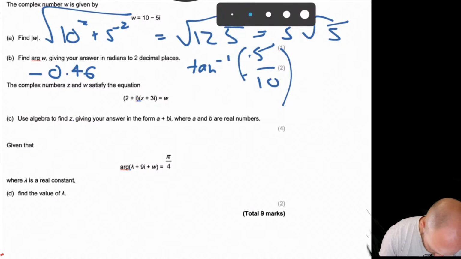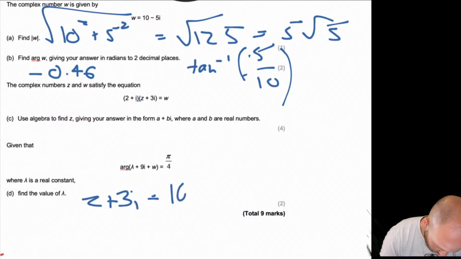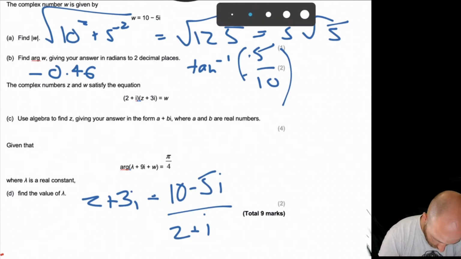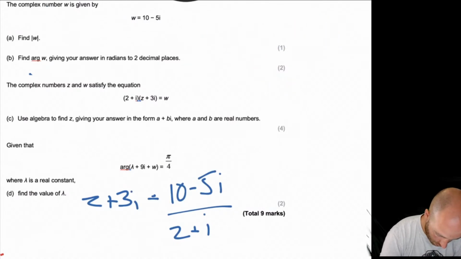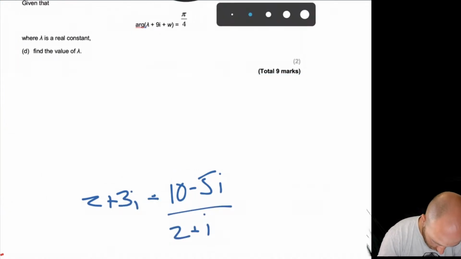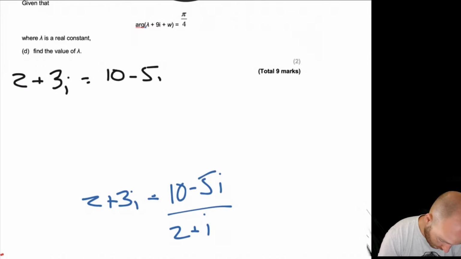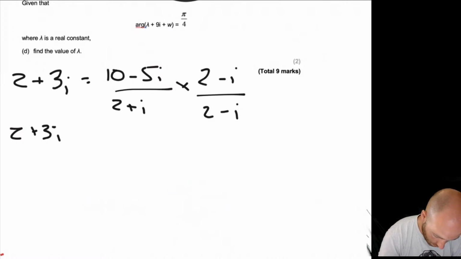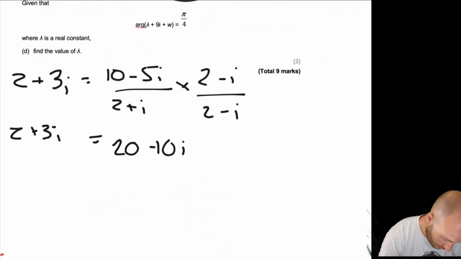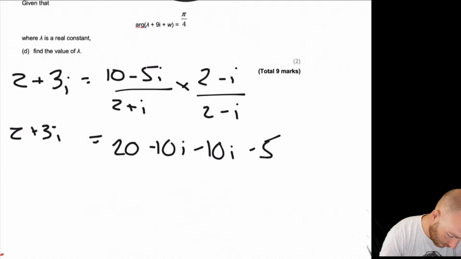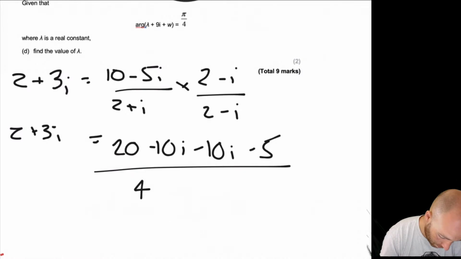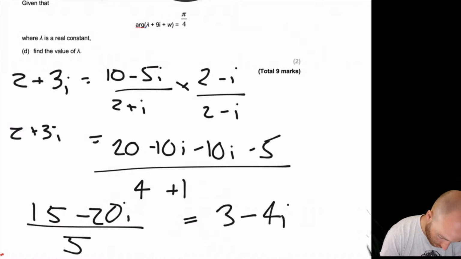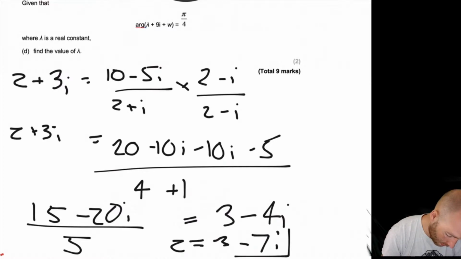So instead, what I'm going to need to do is z plus 3i equals 10 minus 5i over 2 plus i. So we'll do that division, and then we're going to take away 3i. Cool. So z plus 3i equals 10 minus 5i over 2 plus i, times 2 minus i over 2 minus i. So we're going to get 20 minus 10i minus 10i, minus positive, take 5, over 4 plus 1. So we get 15 minus 20i over 5, so we get 3 minus 4i. Take 3i from each side, so z equals 3 minus 7i. Cool.